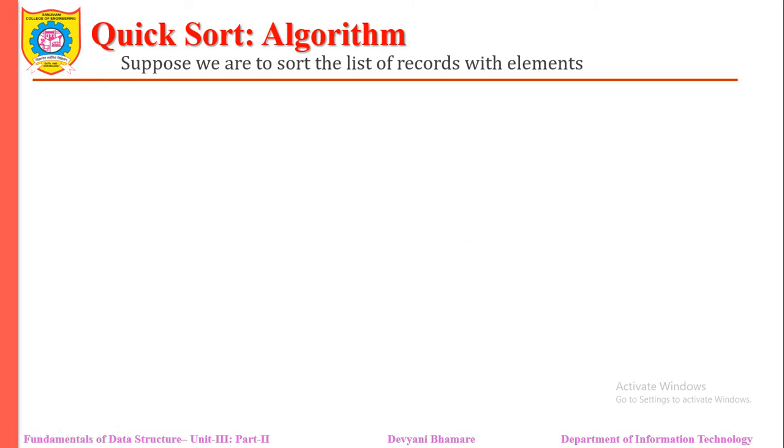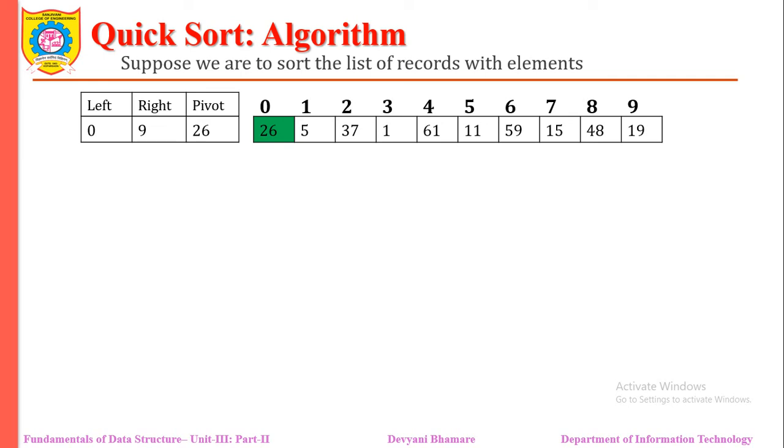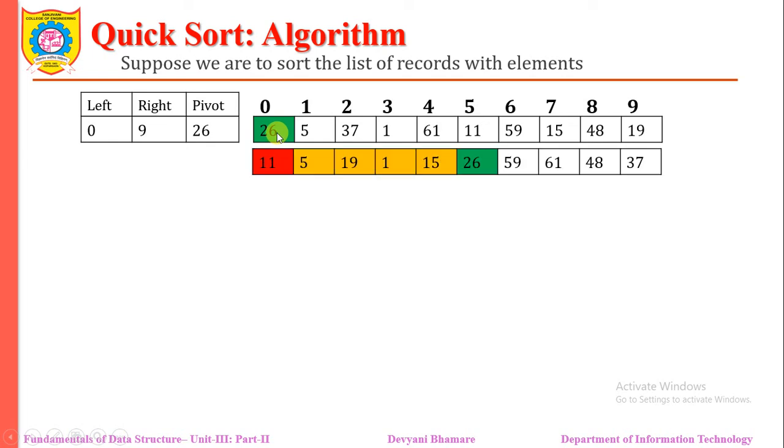Let me see another example. Suppose we are to sort the list according to its elements. Initially left is pointing to 0 and right is pointing to 9. Our pivot element is 26. After performing some operations, we come to know that 26 will be in its fifth index as it is. So we get the next sub sorted arrays. We need to consider this LHS side, so the left pointer is 0 and the right pointer is 4, that is the pivot index minus 1.